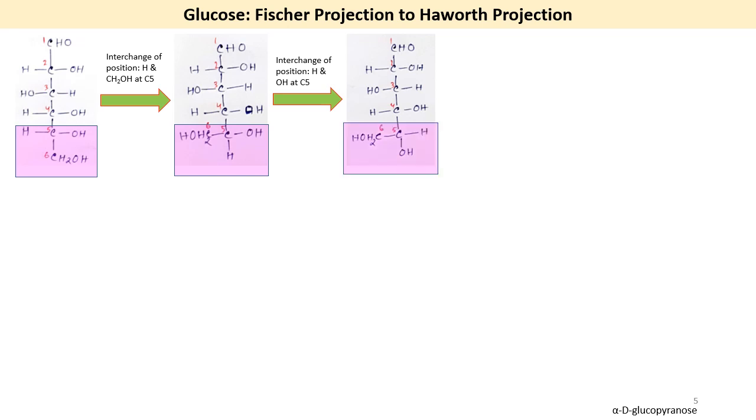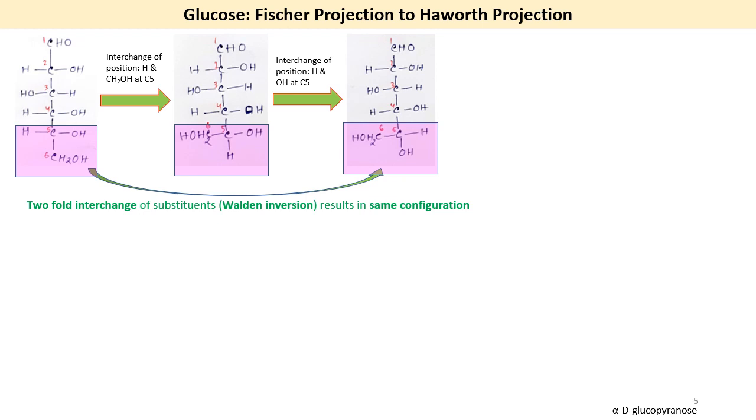Now, if you convert it to a cyclic form, okay, so here what happened is a two-fold interchange of substituents, or this is also called Walden inversion. You might be familiar with this term. So, two-fold interchange of substituents. We are not changing the same substituents twice. We are changing two groups of substituents. That is, actually three substituents have been changed.